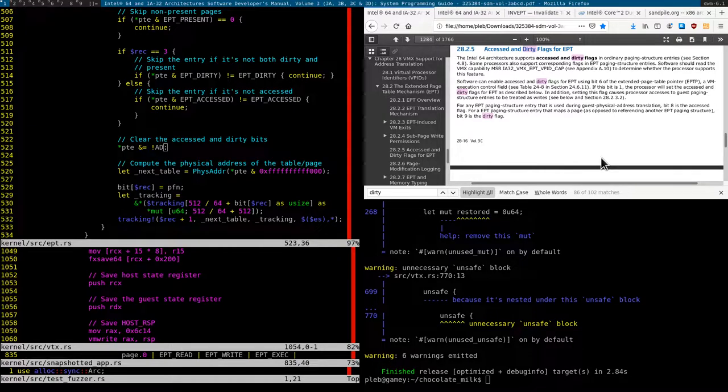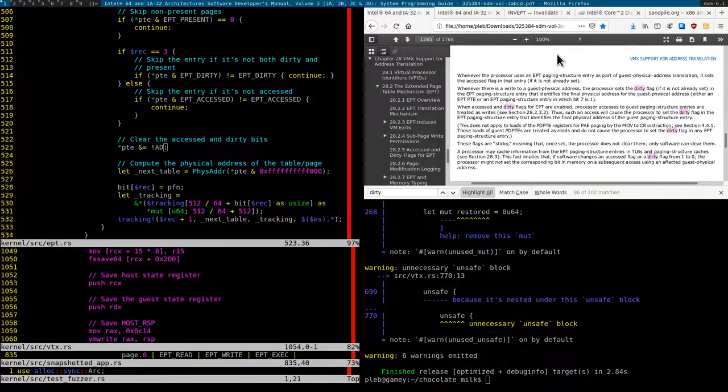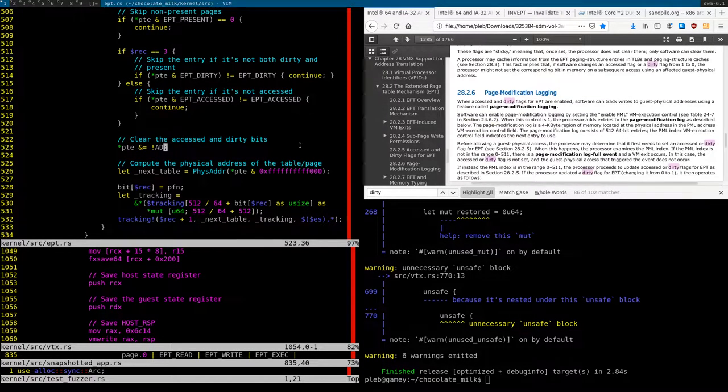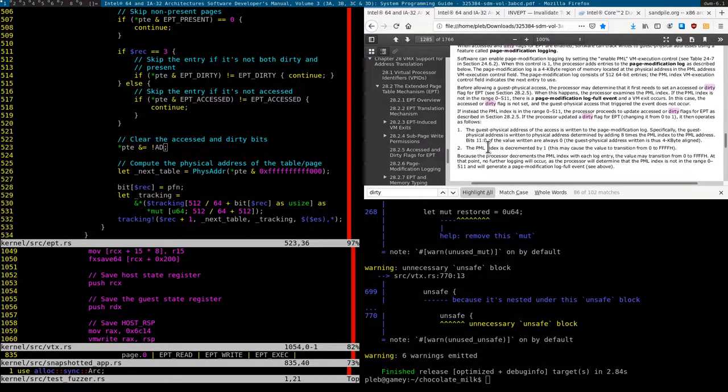Setting this flag causes processor access to guest paging structures to be treated as writes, which cause the processor to set the dirty flag, and may cache that information. So basically, if there's a lot of sparse accesses, meaning that a lot of things are getting dirtied but not used twice, we're just gonna have bad performance, and there's literally nothing we can do about it. That's insane.